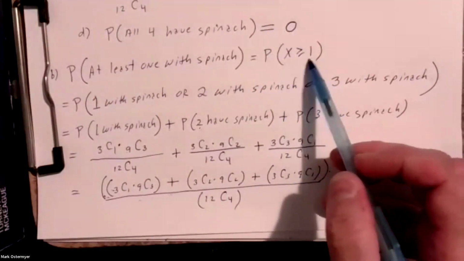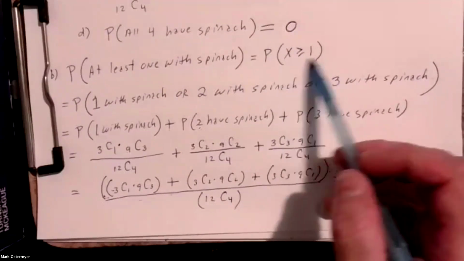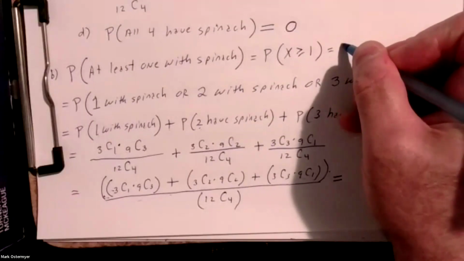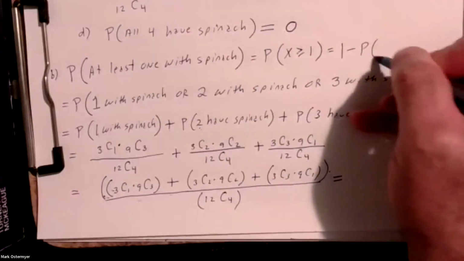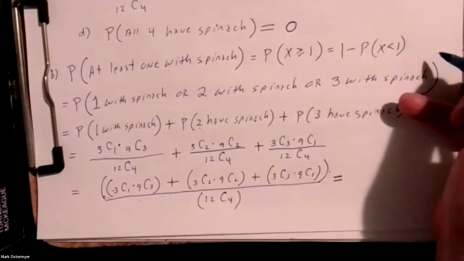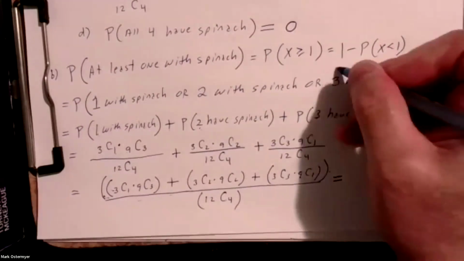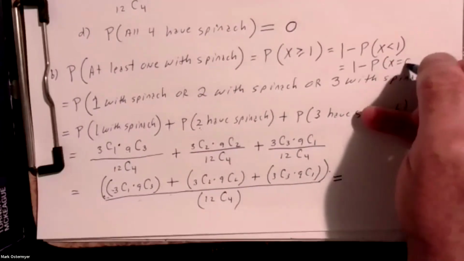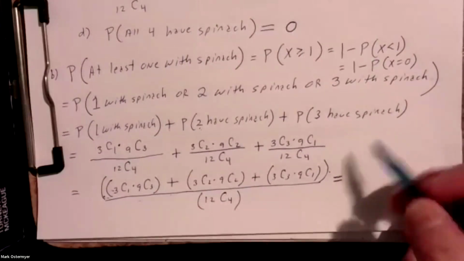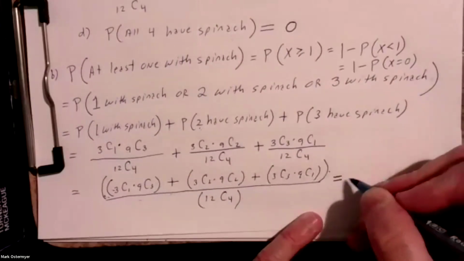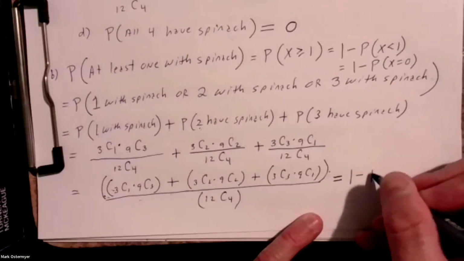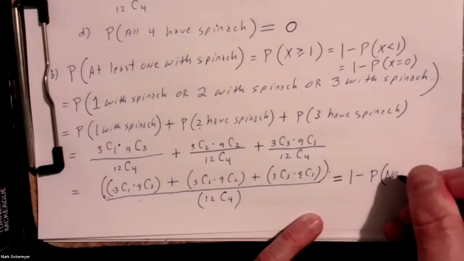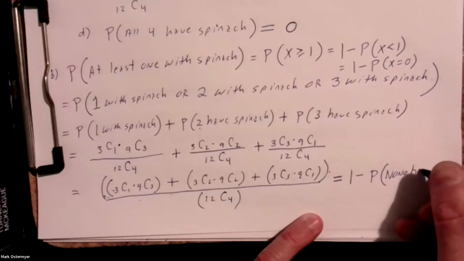What's the complementary event for saying X is greater than or equal to 1? Isn't this the complementary probability rule that could be used in saying 1 minus the probability that X is less than 1? But to say X is less than 1, ladies and gentlemen, isn't that to say that X would be equal to 0? In other words, to compute this laborious probability, we could have said this is really equal to 1 minus the probability that none of our entrees have spinach.